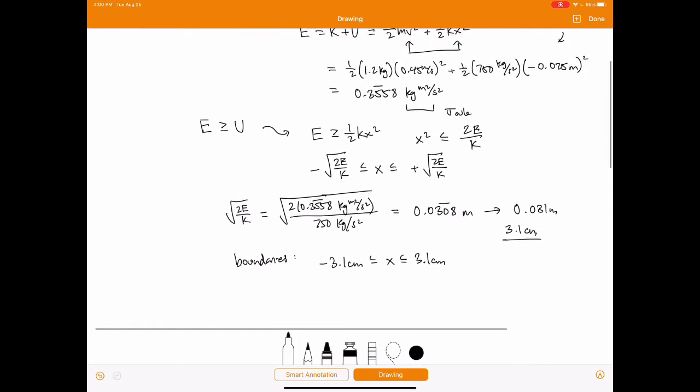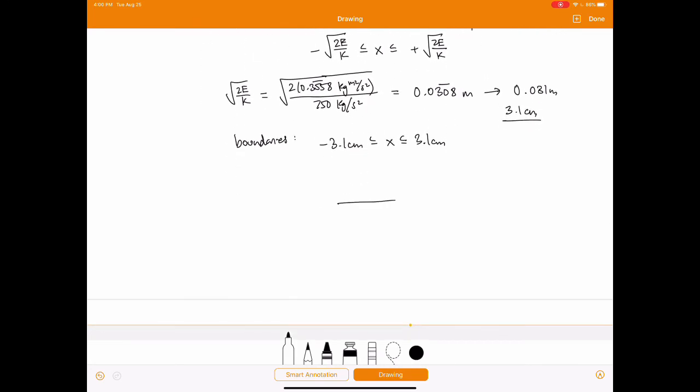So let's plot that out. We have x equals 0. We have x equals 3.1 centimeters. And we have x equals minus 3.1 centimeters. The block is oscillating back and forth, but it has to stay between those two positions. That's what this means.